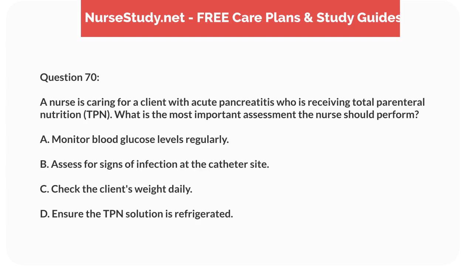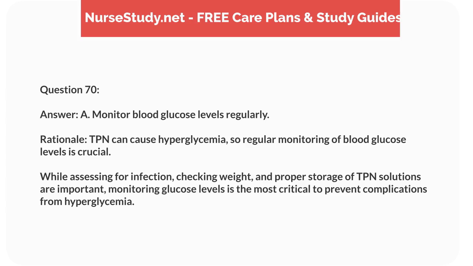Question 70. A nurse is caring for a client with acute pancreatitis who is receiving total parenteral nutrition, TPN. What is the most important assessment the nurse should perform? A. Monitor blood glucose levels regularly. B. Assess for signs of infection at the catheter site. C. Check the client's weight daily. D. Ensure the TPN solution is refrigerated. Answer: A. Monitor blood glucose levels regularly.